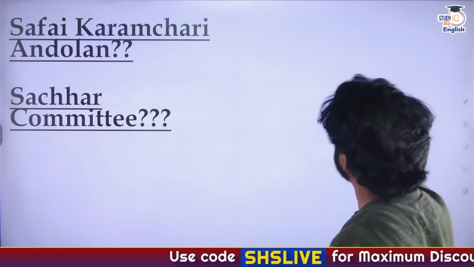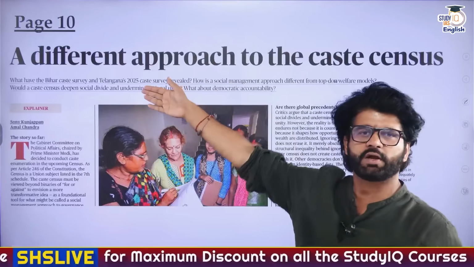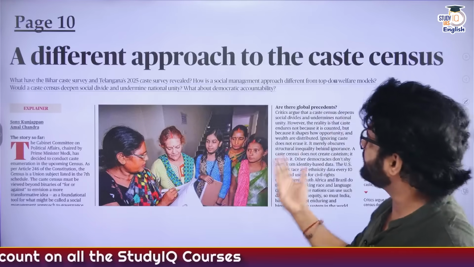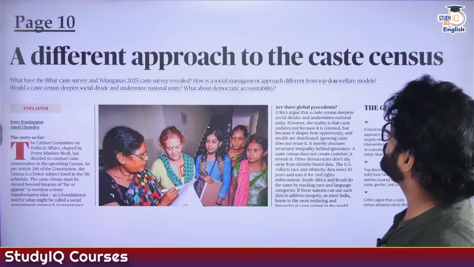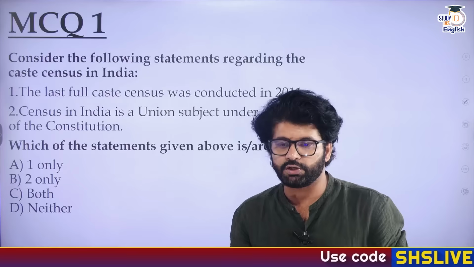Safai Karmchari Andolan, Sachar committee, we have talked about it, research more about it. This is the article we were talking about, census. Article 246, union subject, remember it, 7th schedule, a different approach to caste census, page number 10. And let's solve 3 MCQs now.